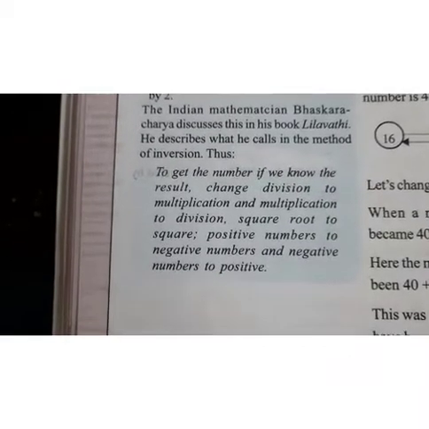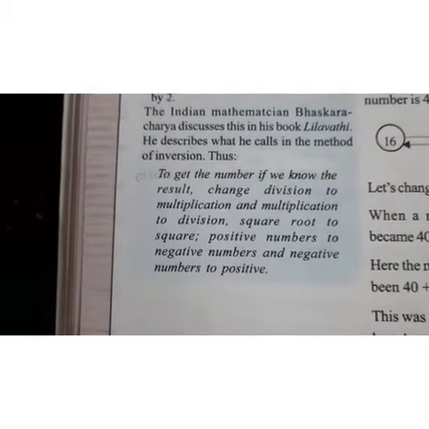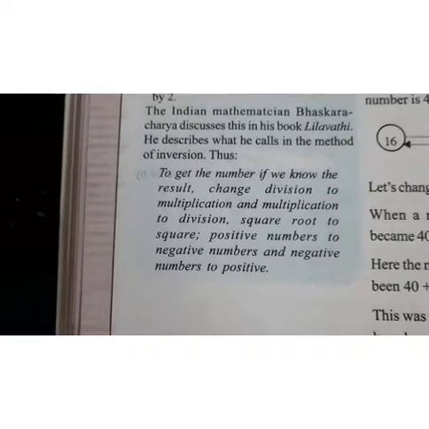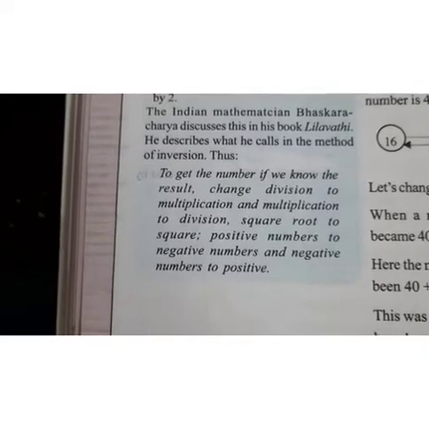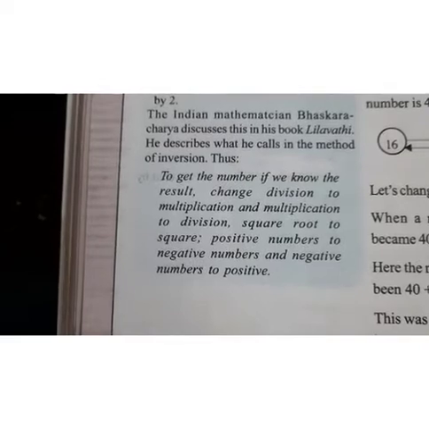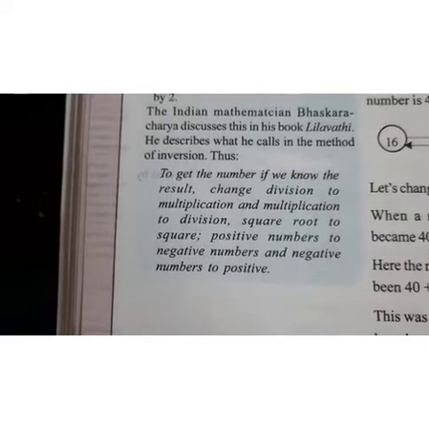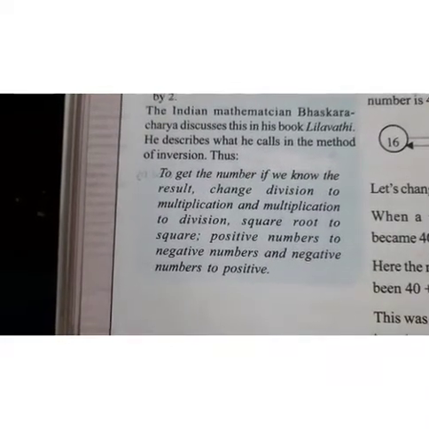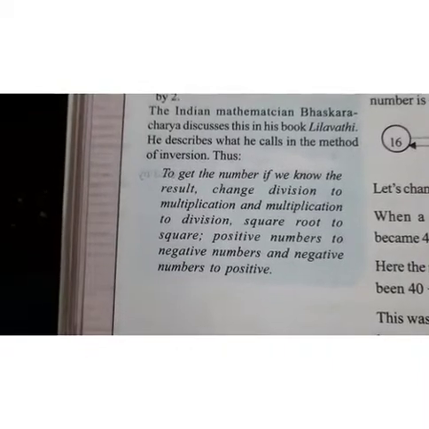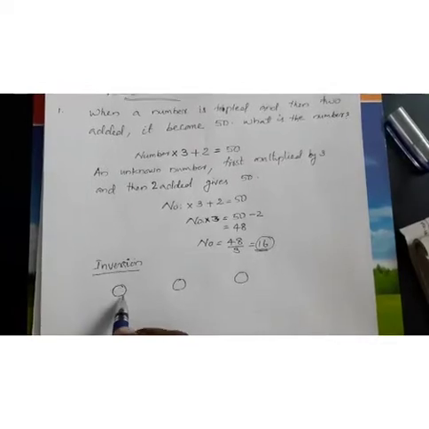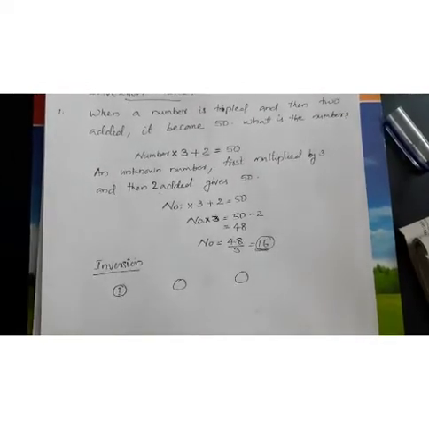Here we know the result as 50. So we have to find out that unknown number, and we already know the result. So if we know the result, we can change division to multiplication, multiplication to division, addition to subtraction, subtraction to addition. So we have to take the reverse. That method is called the inversion method.